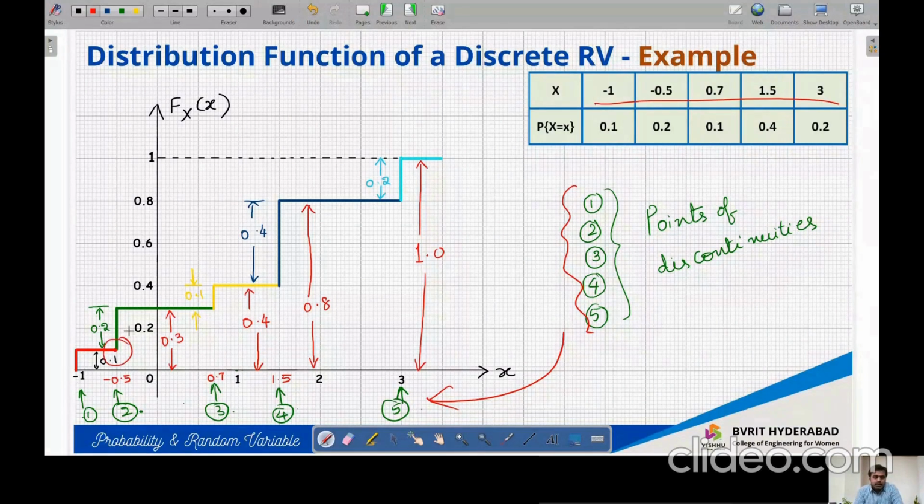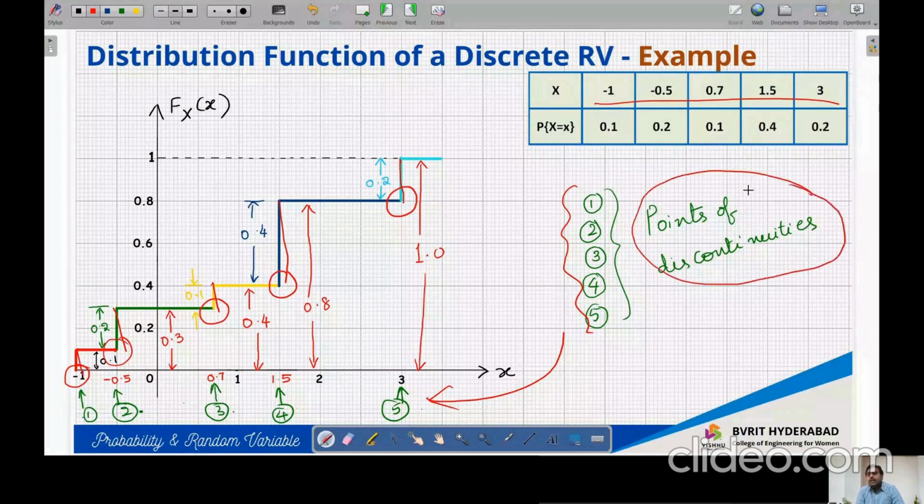So therefore, whatever the points I am showing here as a circle, can you see the circles? Yes, sir. So at these points, the probability is not constant, it is varying. Therefore, we call those points as points of discontinuities, where the probability value is varying from one level to another level. Now, is this a constant? Yes, sir. So if you can observe that in the PDF, I have 0.1 here. I have 0.2 here.